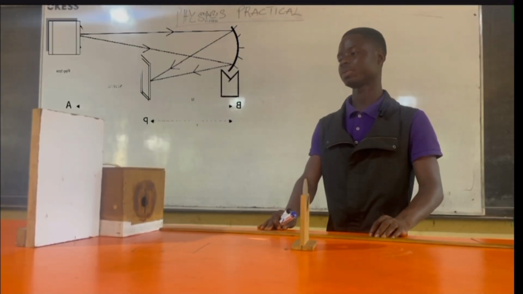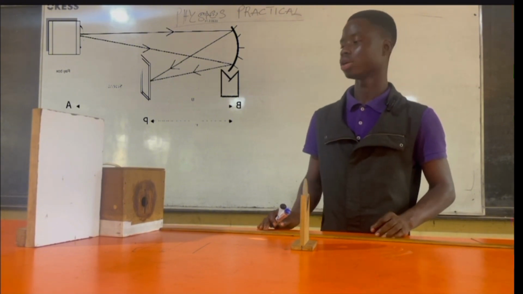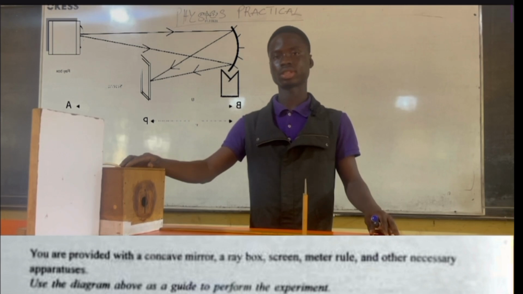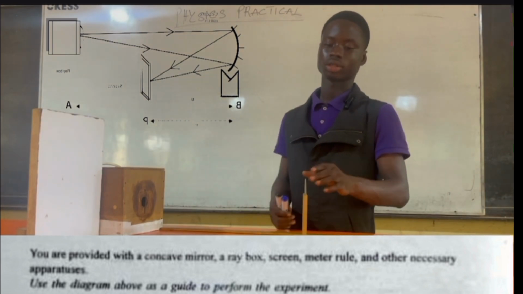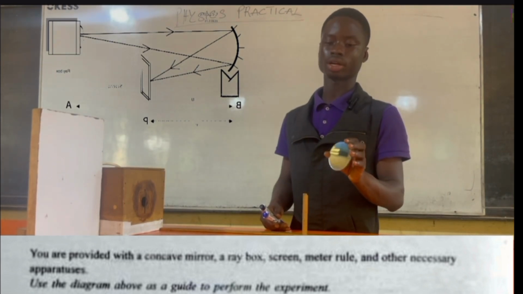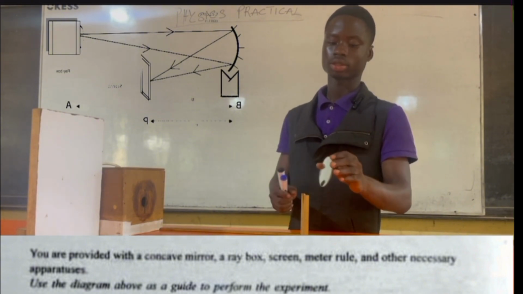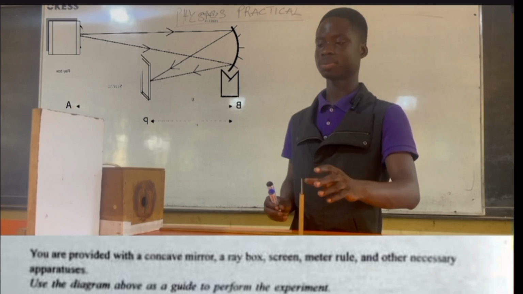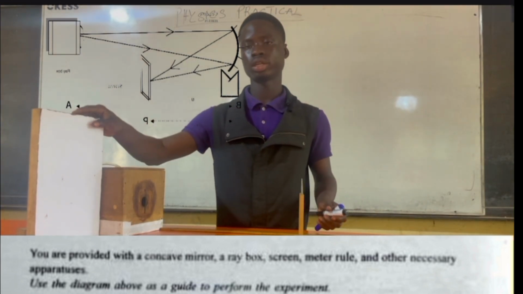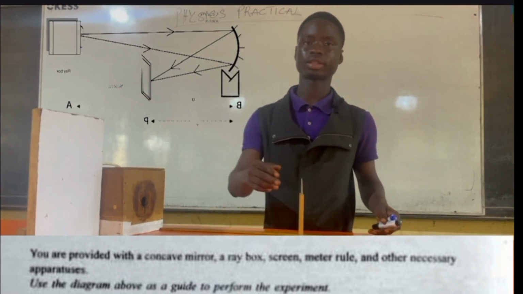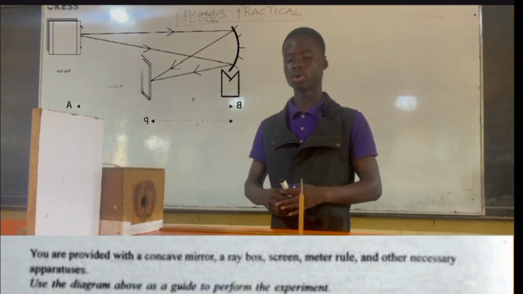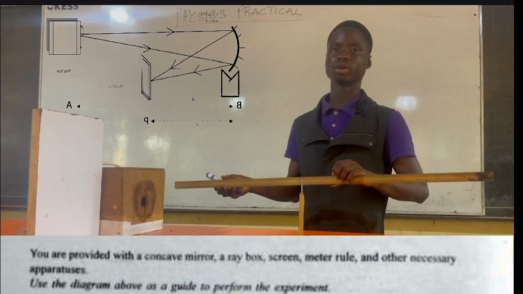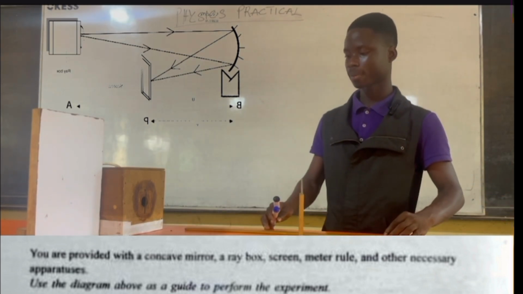Before starting our experiment, let's review some apparatus we will need. You need a ray box as your light source, your concave mirror as your reflector, your mirror holder to hold your mirror in its position, then your screen to capture the reflected image from the ray box, and other necessary apparatus like the meter rule for measurements.